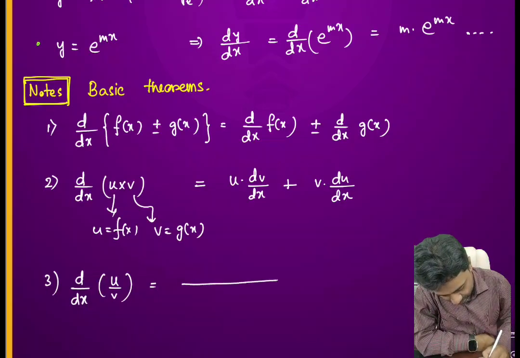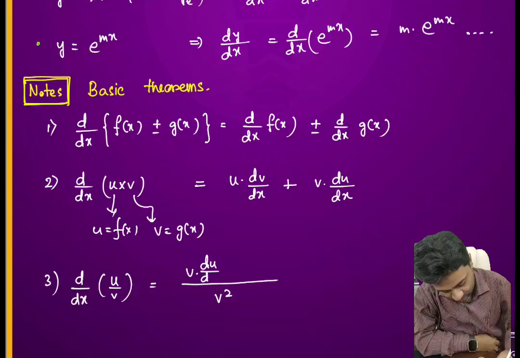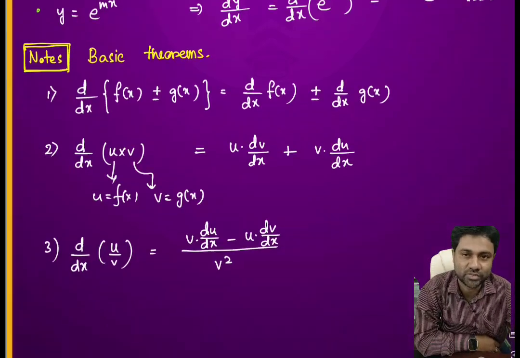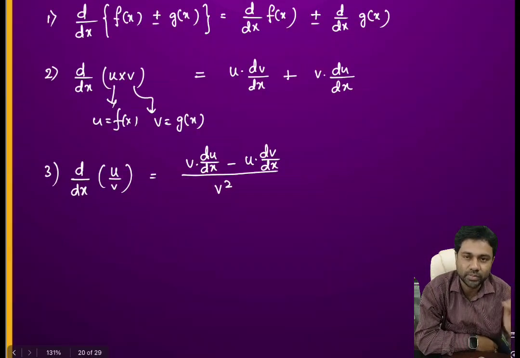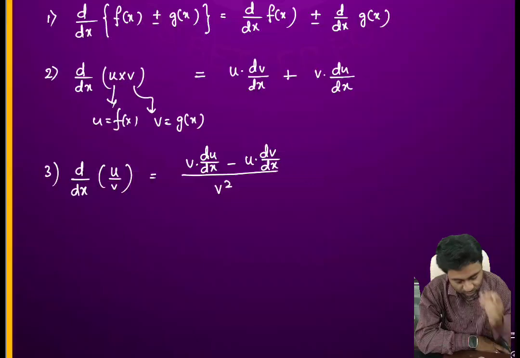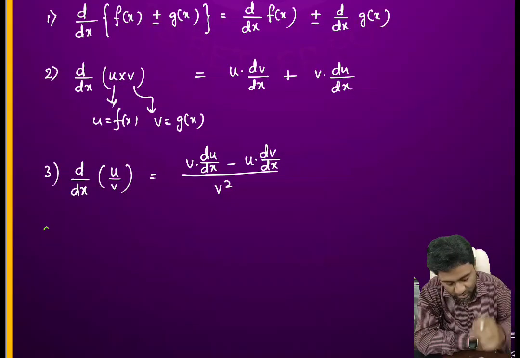Number 3, derivative of ratio of two functions u to v would be 1 over v square times, first, v into du/dx minus u times dv/dx. You cannot change the order here. You cannot take u dv/dx minus v du/dx. You have to always take v du/dx minus u dv/dx. So you have to understand clearly the numerator and the denominator.